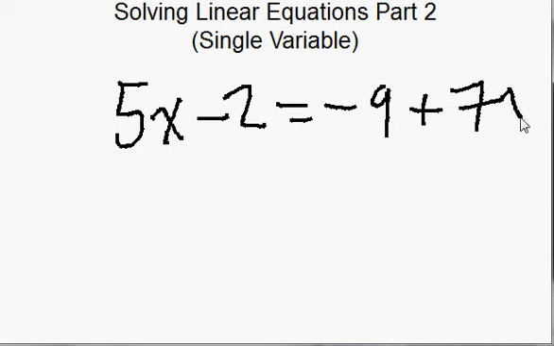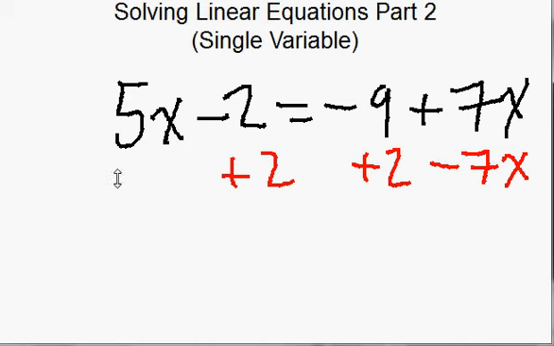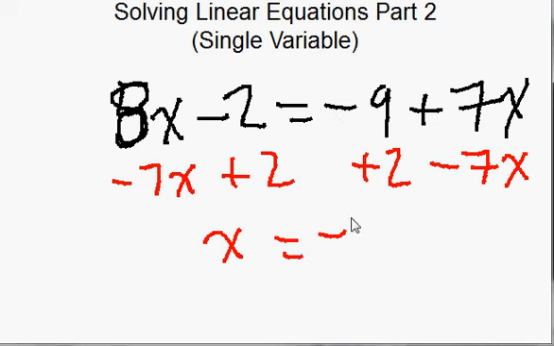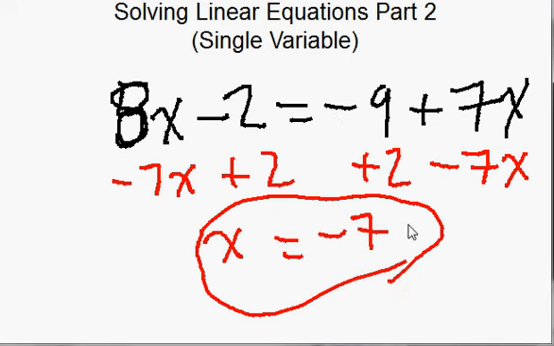But we actually did this last time, and just to speed through it super quick, remember we added 2 to both sides, and then we subtracted 7x from both sides. Oh, this was 8x. I'm sorry, I got confused there. I don't know why I wrote 5. 8x, okay. So we subtracted 7x from both sides, and we ended up with x, and the 2's just went away, and we ended up with equals negative 7, and that is the answer.